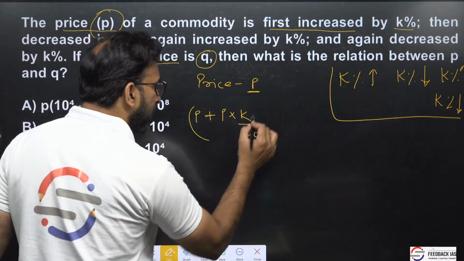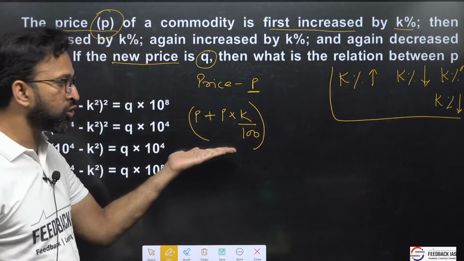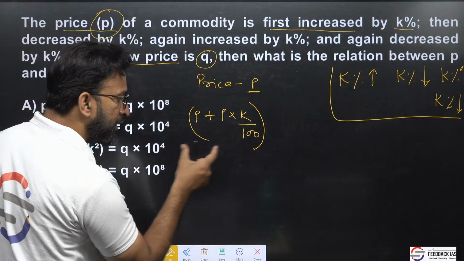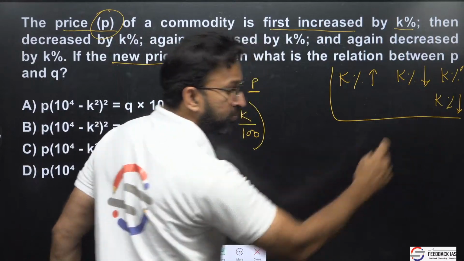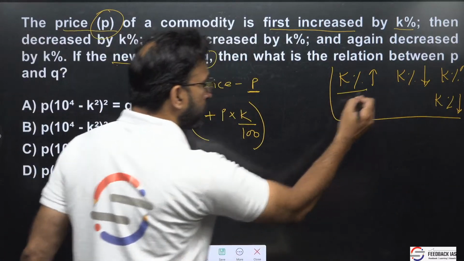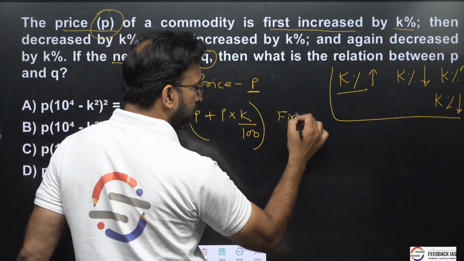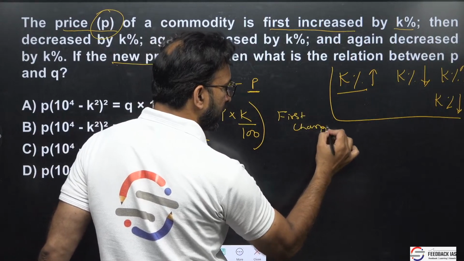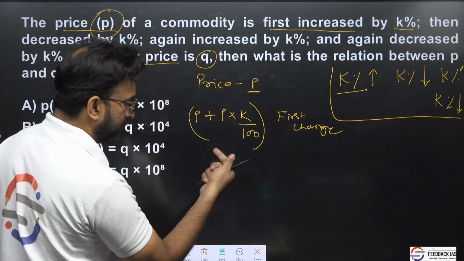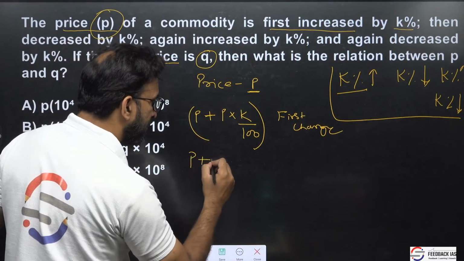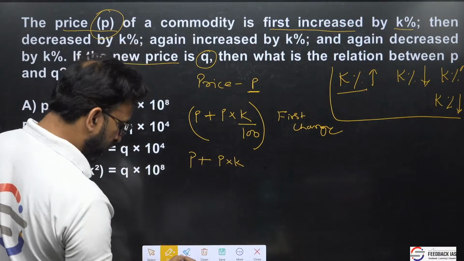So there is a change of K% of P. Actually I wrote it in a very wrong way, but you just understand that K percent of P is P into K by 100. Now this becomes the new price, after the change of K%. This is the first change in percent. Let's go with the second. Now K% is decreased from this. So this is P plus P into K. Let's first solve it.